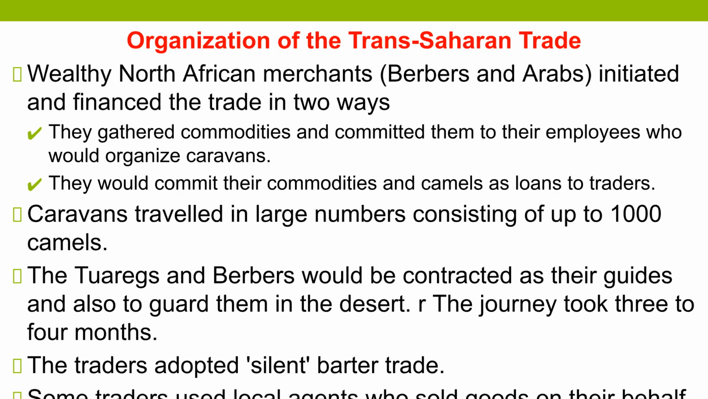The organization of the trade was financed by wealthy North African merchants. They gathered goods and organized caravans, which could consist of up to 1,000 camels. Tuaregs and Berbers were contracted as guides and guards for the long 3 to 4 month journey. Some used silent barter or local agents for trade.